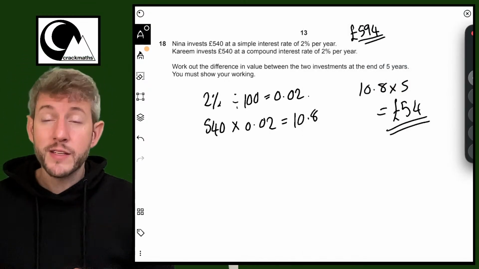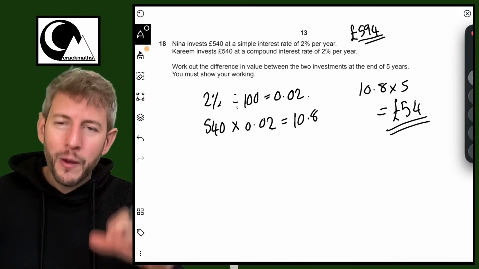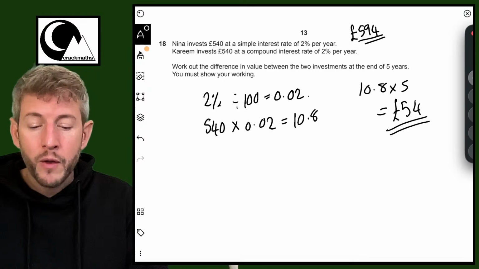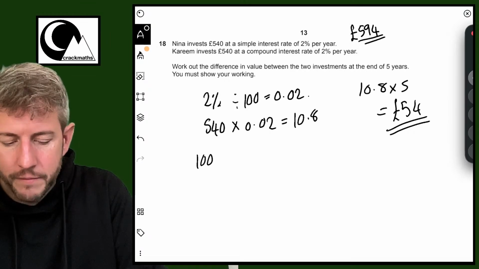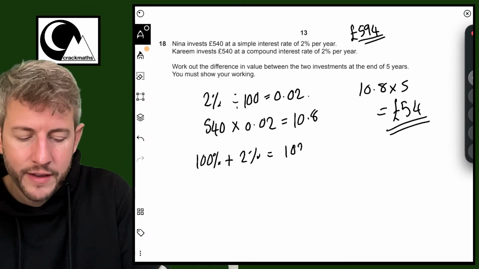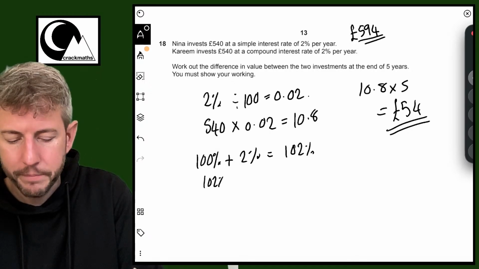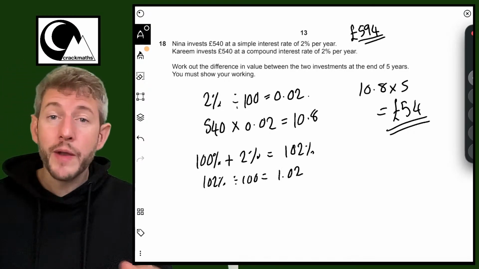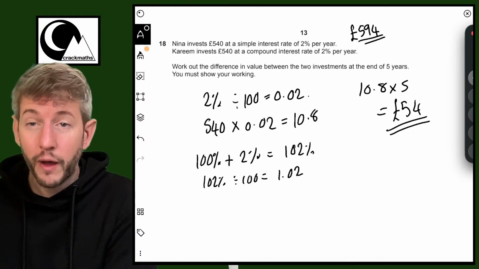Now, compound interest is a little bit different to simple interest. It's when you're finding the percentage of the new amount that includes the interest from the previous year. So what we have to do here is think about how to increase by 2%. If I've got 100% as my starting value and I want to add 2%, that means I'm looking at 102%. So to find 102% of something, we do 102% divided by 100, and that gives us 1.02. So now anything we multiply by 1.02 will be increased by 2%.